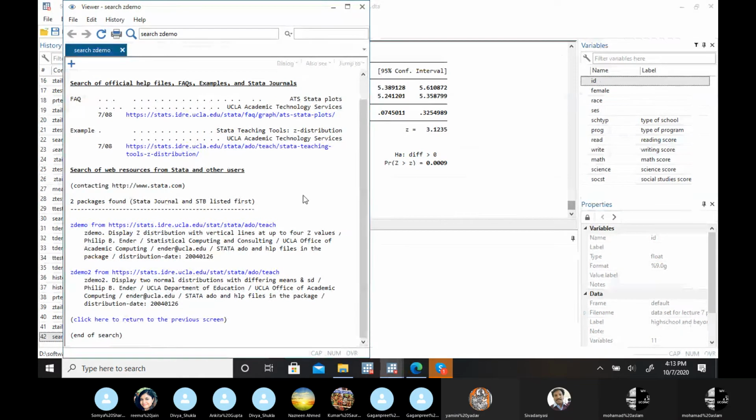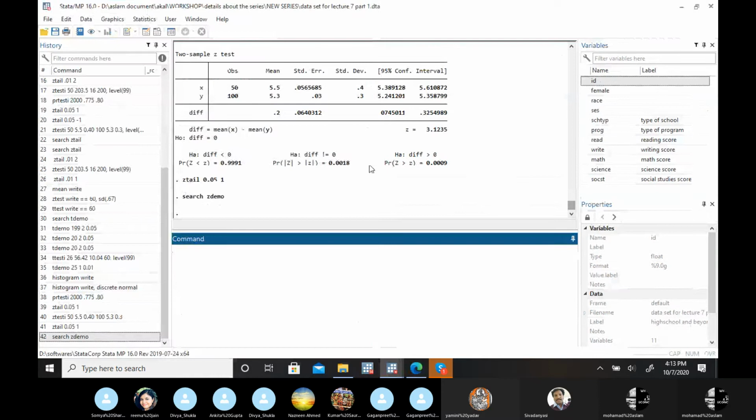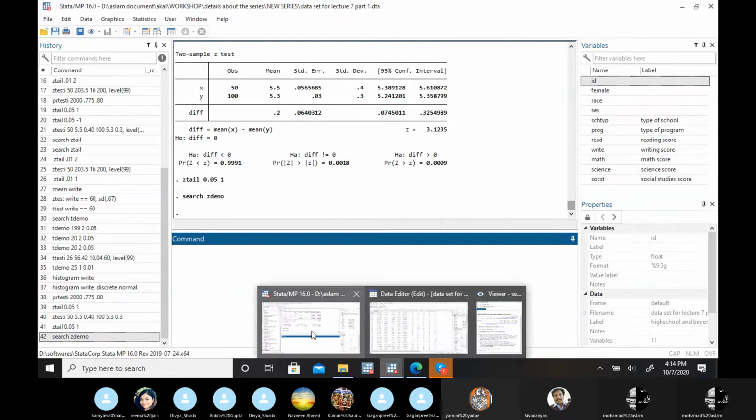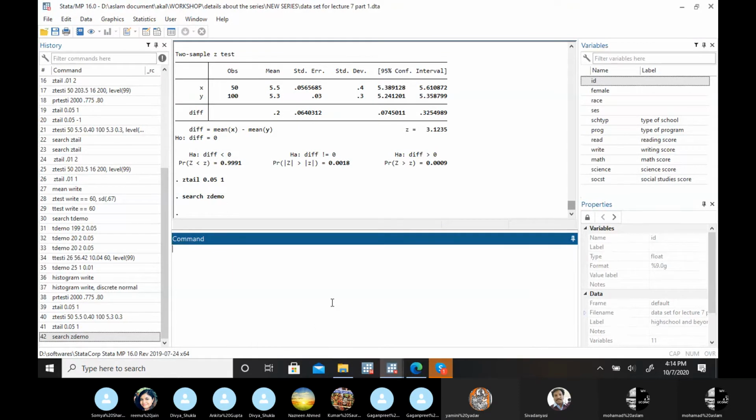P value is there, Gagan. Where is not the P value? Here is the P value. These are the P values. So install this Z demo.